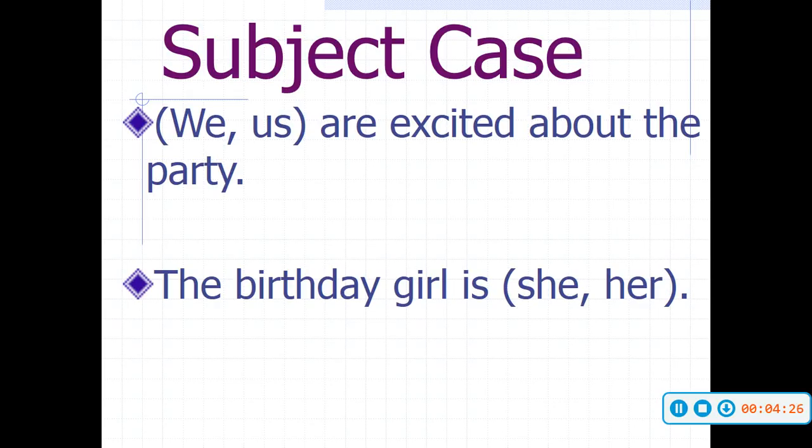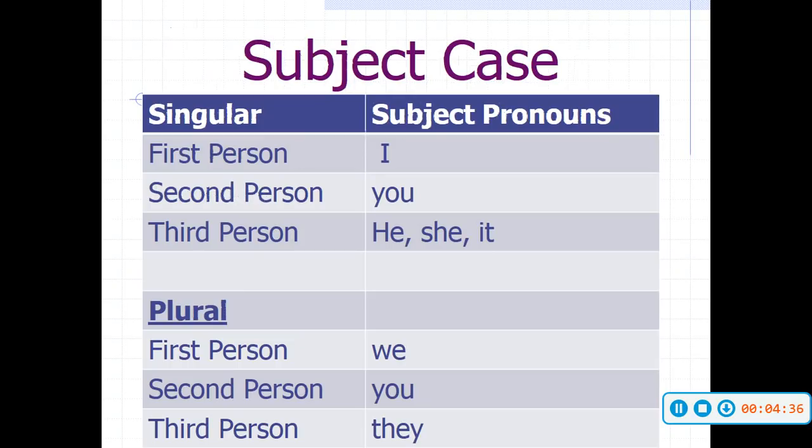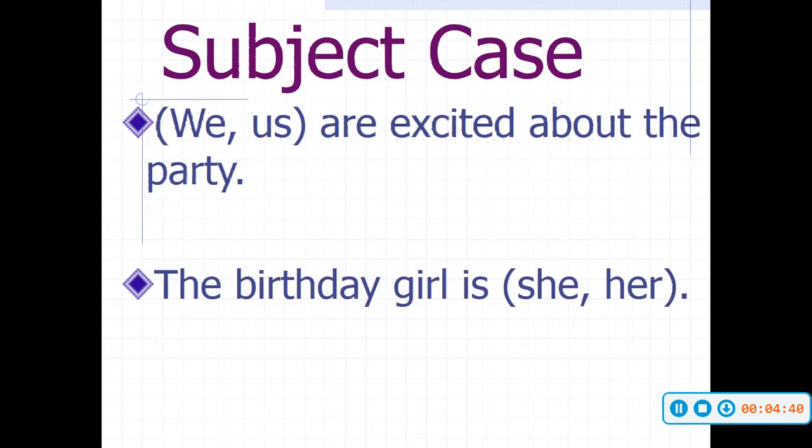Now the second one's a little tricky. The birthday girl is she or her. Now you might want to pick her. Birthday girl's her. But that's not correct because we're looking for a subject case pronoun. And so I look back at my pronouns. She is one of my subject case pronouns. So she is the best choice here. And the reason it fits here is because it's following the linking verb is. Anytime you have a pronoun that follows a linking verb, you're going to pick a subject case pronoun. And that's weird and doesn't feel right to us and doesn't sound right, but that is correct.